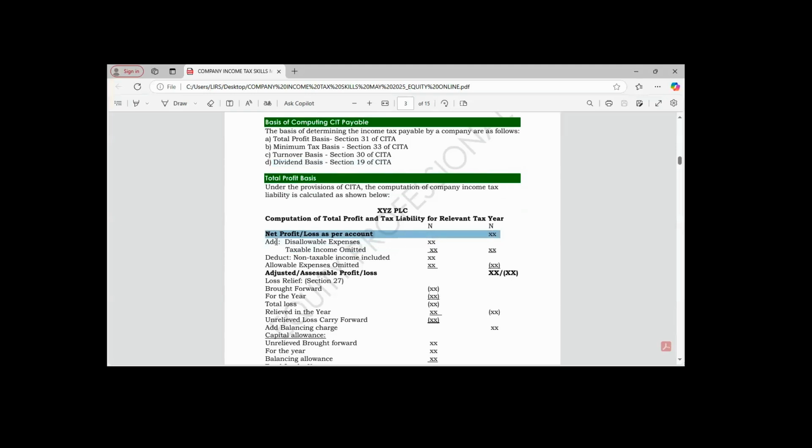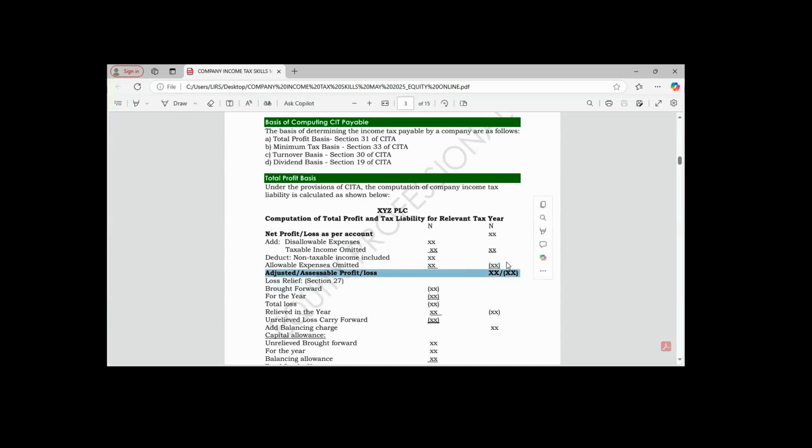After the net profit, you add what? Disallowable expenses. You also add what? Taxable income omitted. Then you deduct non-taxable income included. We are still going to explain them one after the other. You also deduct allowable expenses omitted. When you deduct all these items, the resulting figure will give you what is called adjusted or assessable profit or loss.